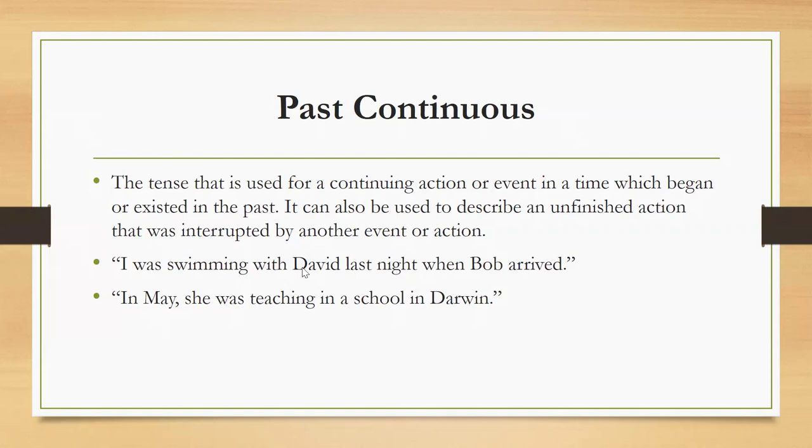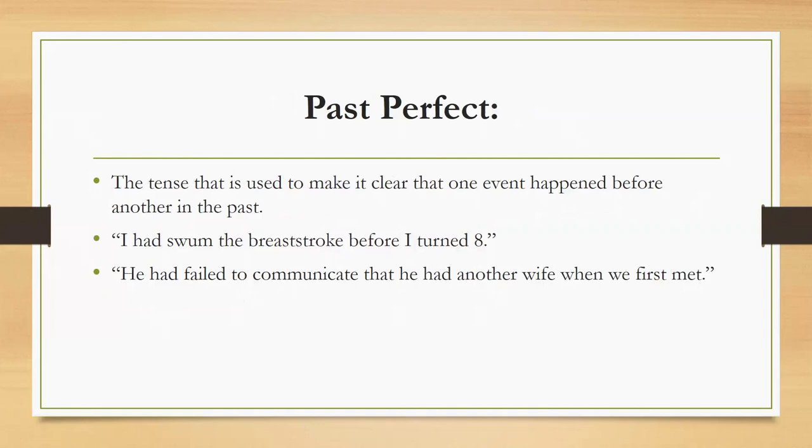Okay. Then we have the past perfect tense, the tense that is used to make it clear that one event happened before another in the past. I had swum the breaststroke before I turned 8.